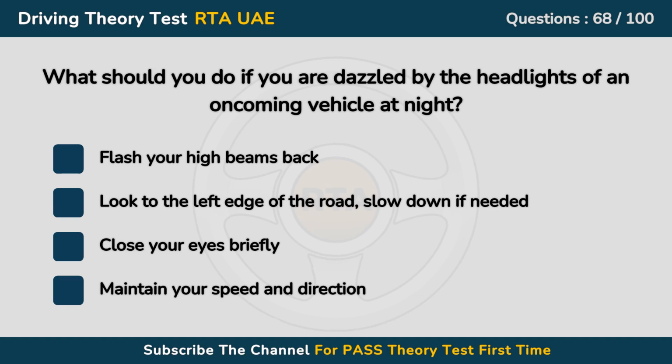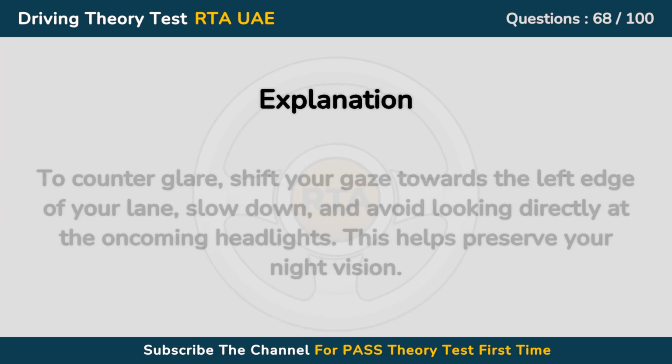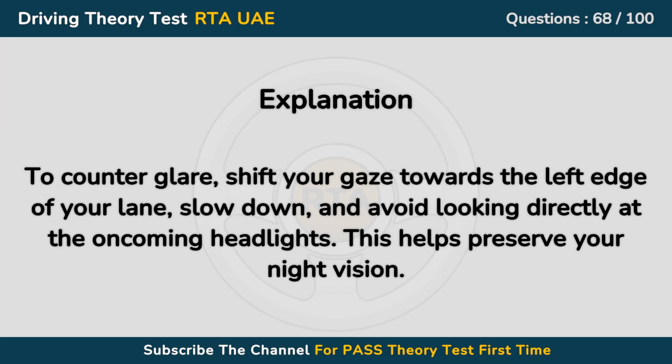A. Flash your high beams back. B. Look to the left edge of the road, slow down if needed. C. Close your eyes briefly. D. Maintain your speed and direction. Answers is B. Look to the left edge of the road, slow down if needed. To counter glare, shift your gaze towards the left edge of your lane, slow down, and avoid looking directly at the oncoming headlights. This helps preserve your night vision.